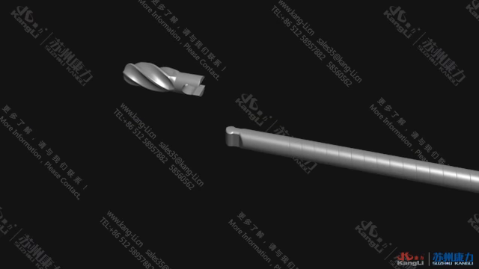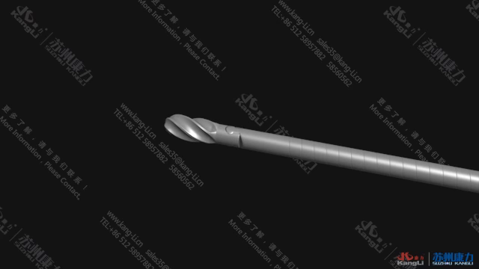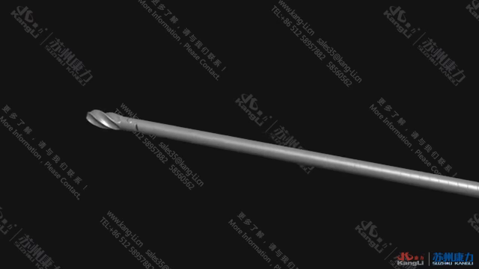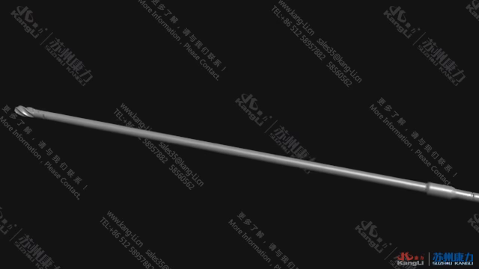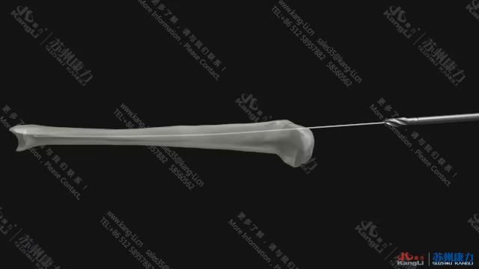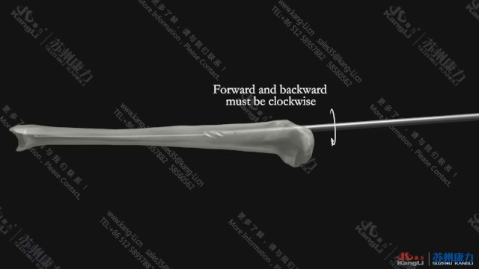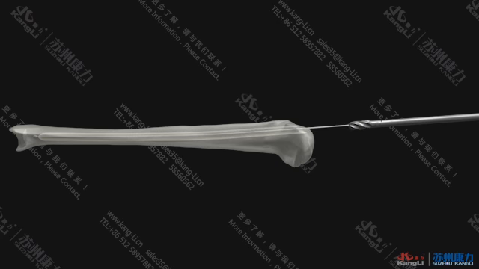Install the soft reamer on the drill. As you insert along the ball guide pin, ream clockwise, gradually increasing the soft reamer from 7.5 millimeters. After reaming, remove the soft reamer clockwise. Leave the ball guide pin unremoved.